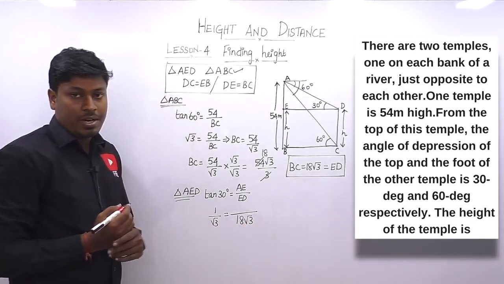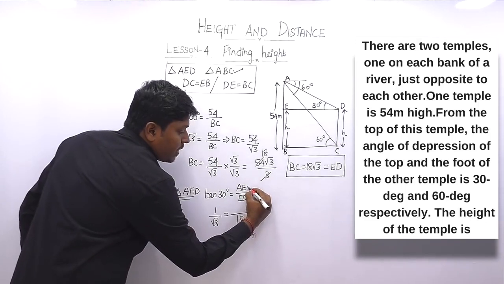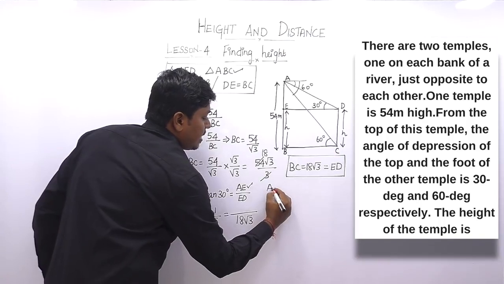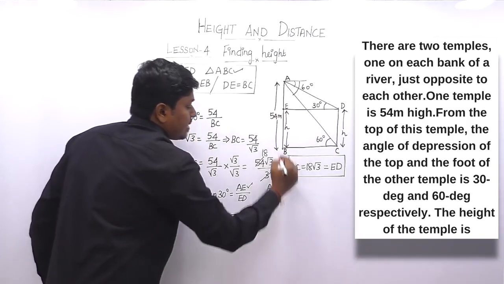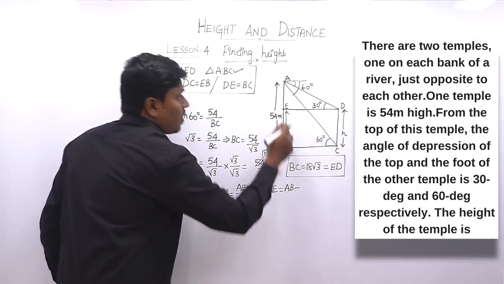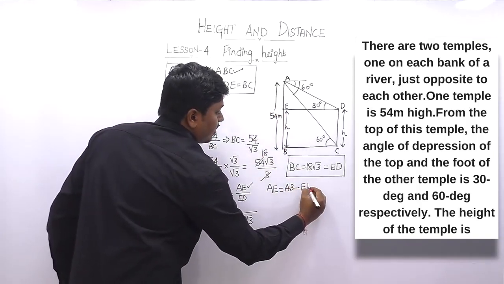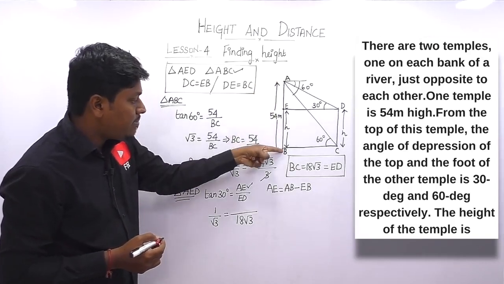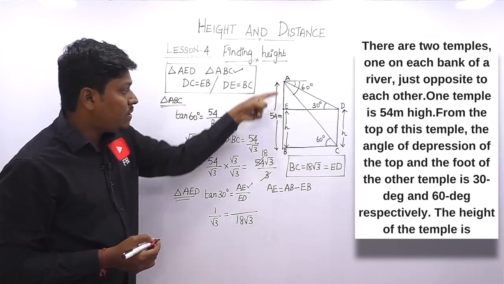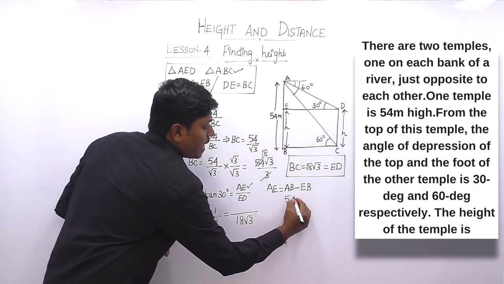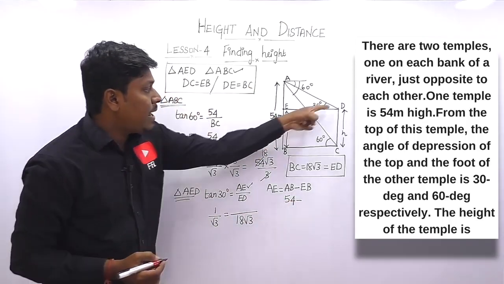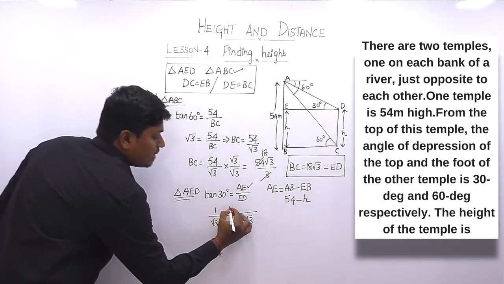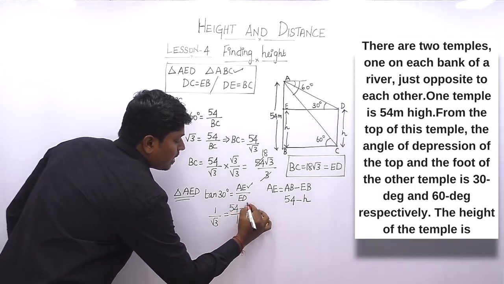Friends, most important step here, listen carefully. Our target is to find what is AE, right? This small distance AE can be written as the total distance AB minus the small distance, which is EB. Friends, got the logic? Listen carefully. The small distance AE can be written as AB minus EB. So we know AB will be 54 meter, right? And EB, we already know that EB and DC both are equal. So finally this can be written as 54 minus H.